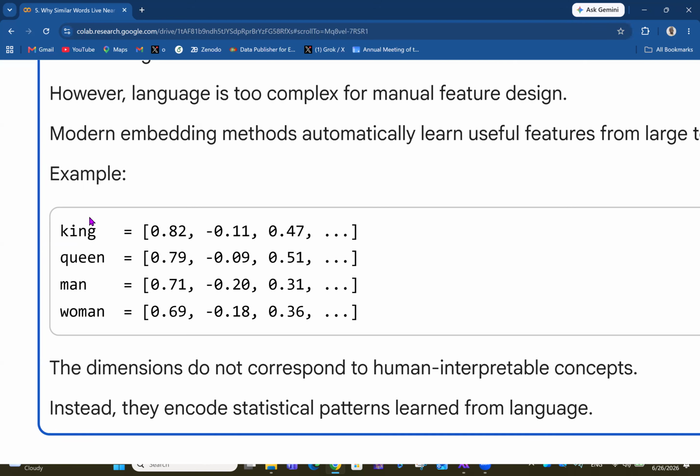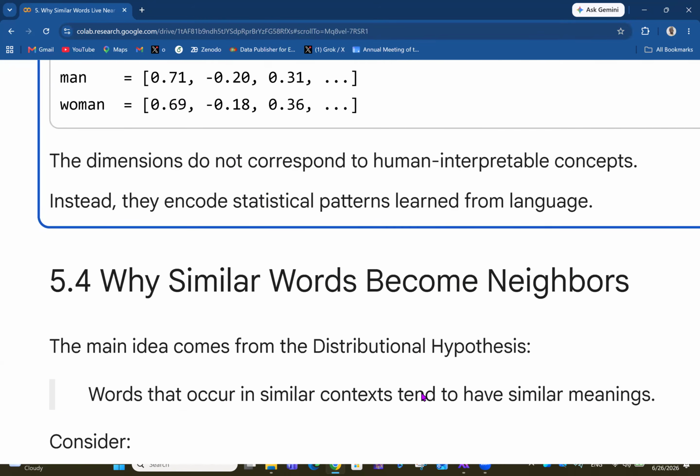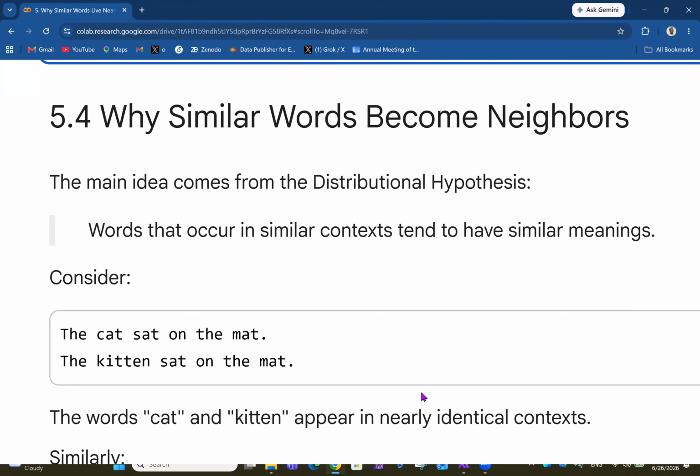So king and queen are related somewhat. Of course, a king is closer to a queen than a king maybe is to just an ordinary man. So that kind of thinking, right? The dimensions do not correspond to human interpretable concepts. Instead, they encode statistical patterns learned from language, right? So the next thing is why similar words become neighbors, which is what this video is about.